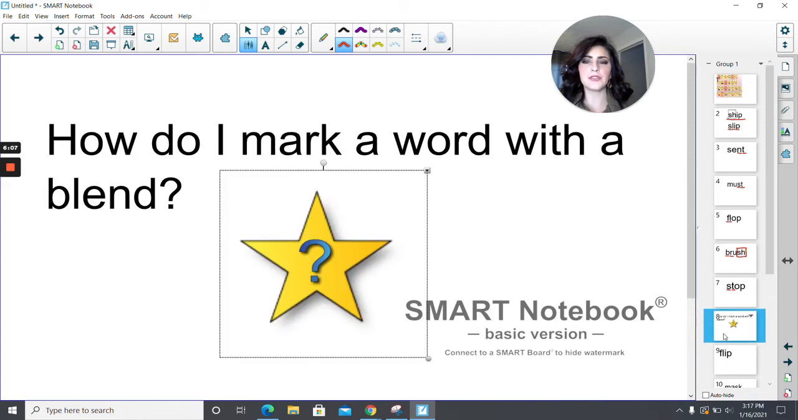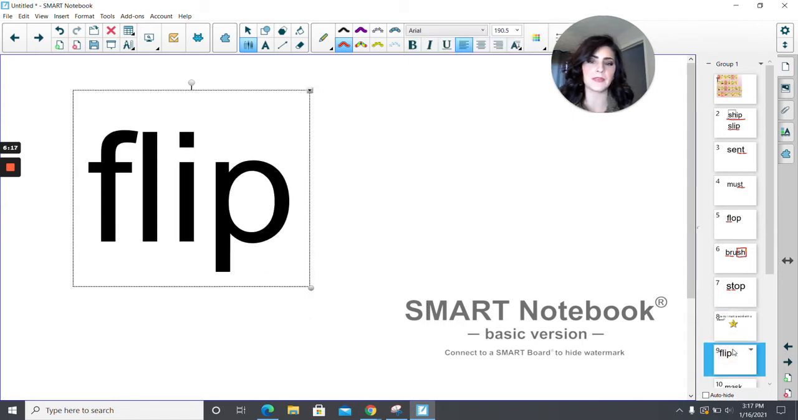Now, how do you mark a word with a blend? Because we're not going to box them for glued sounds. We're just going to underline them. So let me show you how to mark it, and I would like you to practice this with me. Go ahead and get out your whiteboard or a piece of paper, whatever you have close to you. We are going to practice marking a couple words together, okay? If you need to pause the video to find your materials, go ahead. Otherwise, I'm going to go ahead and get started.